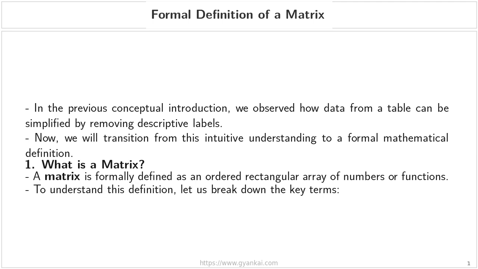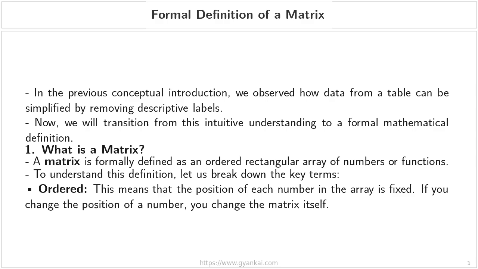To ensure we fully grasp this definition, let us break down the key terms used here. First, the term ordered. This means that the position of each number within the array is fixed. This is a critical point. If you change the position of even one number, you have changed the matrix itself.